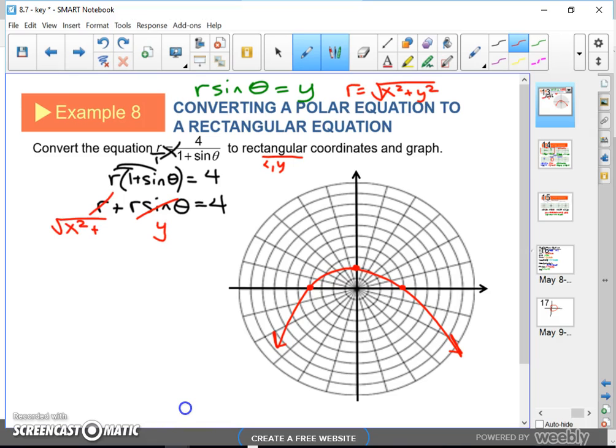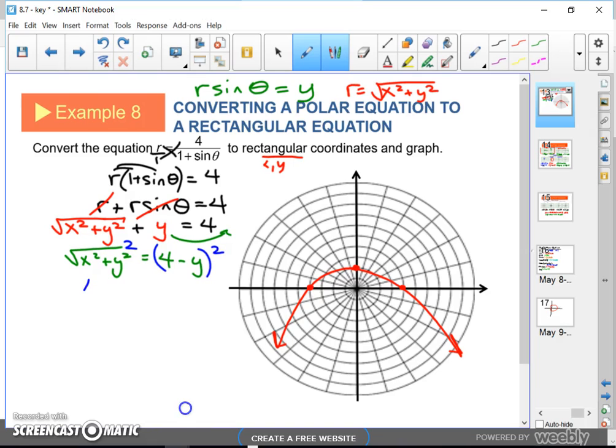I know that second one is kind of ugly, but we have the square root of x squared plus y squared plus y equals 4. At which point we really want the square root to go away. And so what I would do is isolate my square root. I'm going to subtract this y over. The square root of x squared plus y squared equals 4 minus y. And I can square both sides to make it go away.